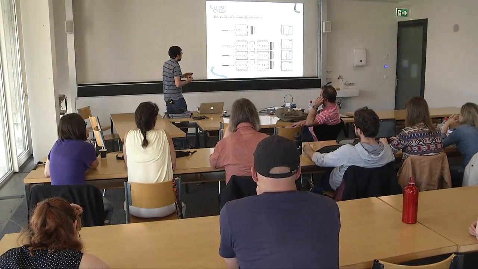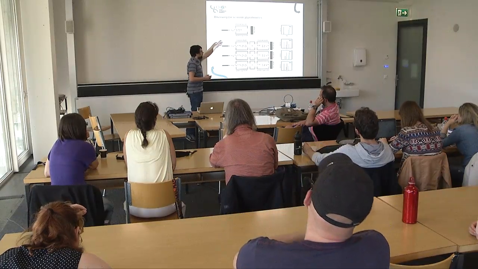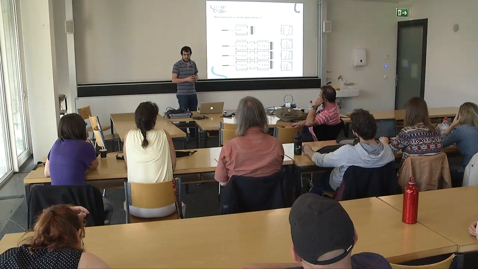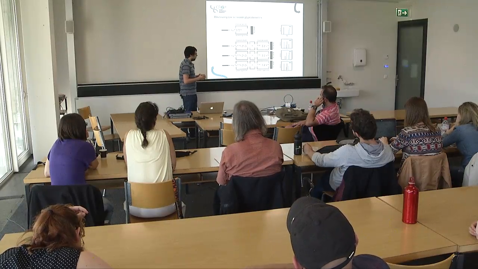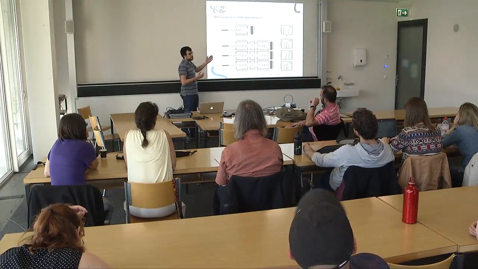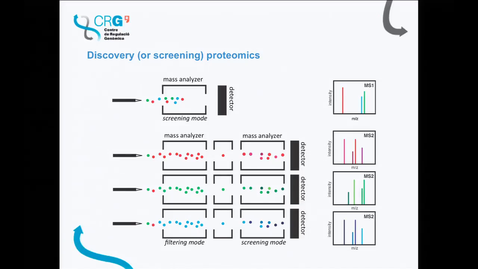There we first do an MS1 in which we operate the first mass analyzer in screening mode, and then we select, for example, in this case, the 3 most intense precursor ions. Then we operate the mass spectrometer in filtering mode, so we isolate our precursor of interest, in this case the red one, we fragment this peptide, we do a scanning mode in the MS2, and we get an MS2, right? So we have identification for the red, for the green, and for the blue.